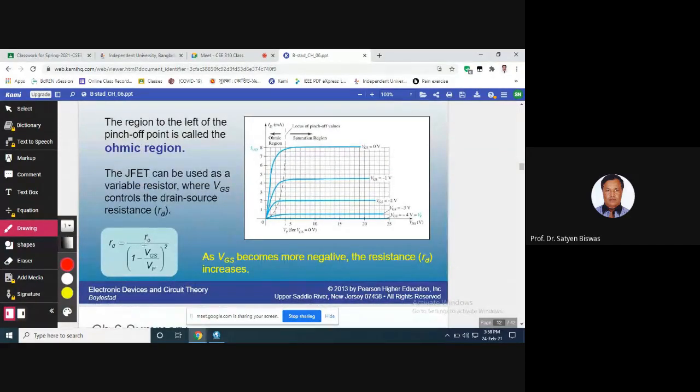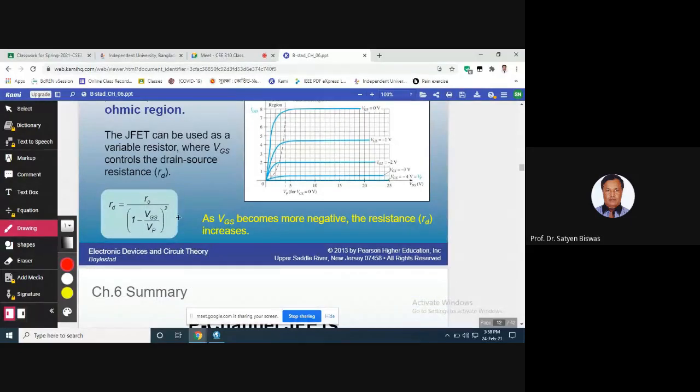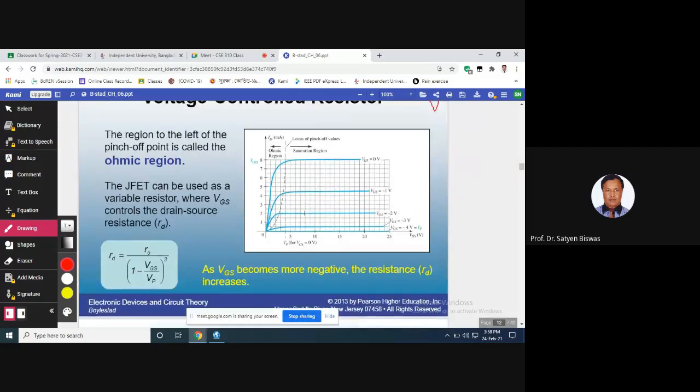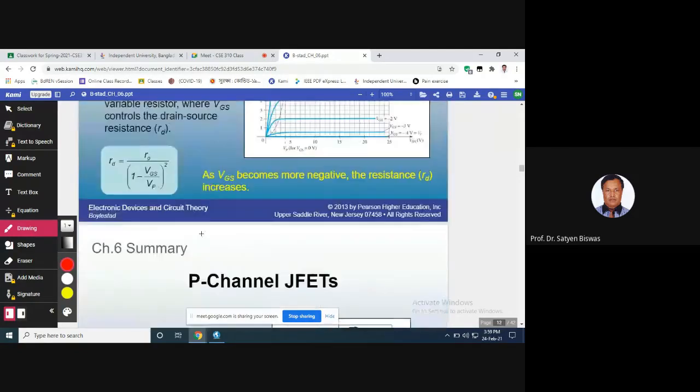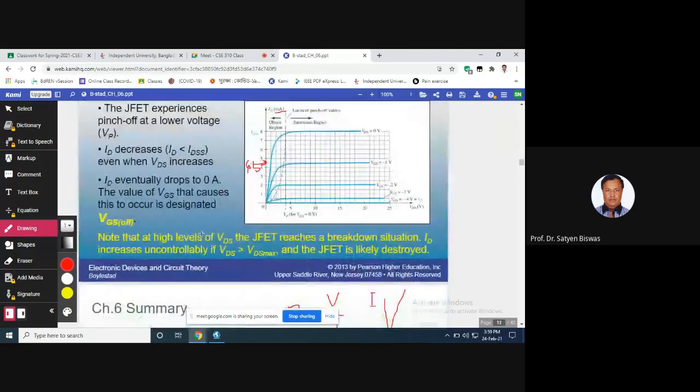And there is a formula to calculate the drain to source resistance: R_DS equals R0 divided by (1 minus VGS divided by VP). What is VP? VP is the pinch-off voltage here, and VGS is already on this line, and R0 is a constant value. What is the R0 value?